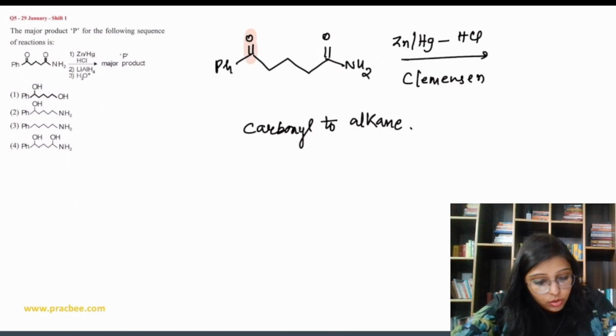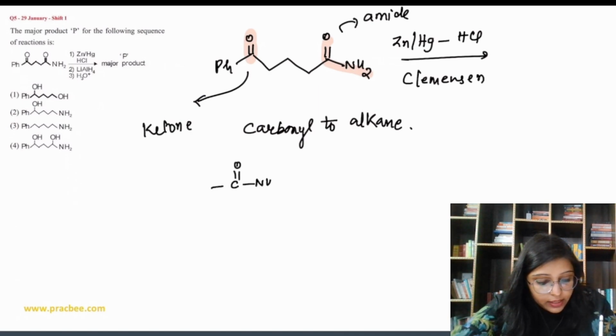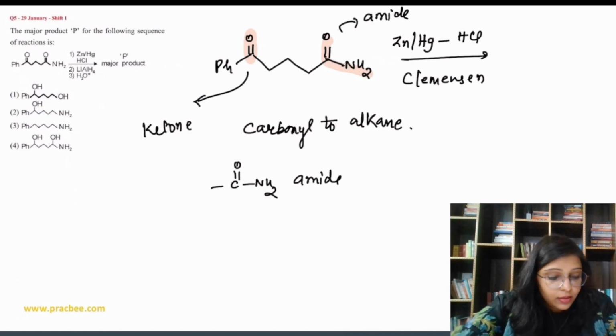So carbonyl means aldehyde and ketone. So this is ketone, this is ketone, and this complete part, that is going to be amide, right? C double bond O NH2, that is amide. So what happens over here? We get Ph, CH2, CH2, then double bond O NH2.